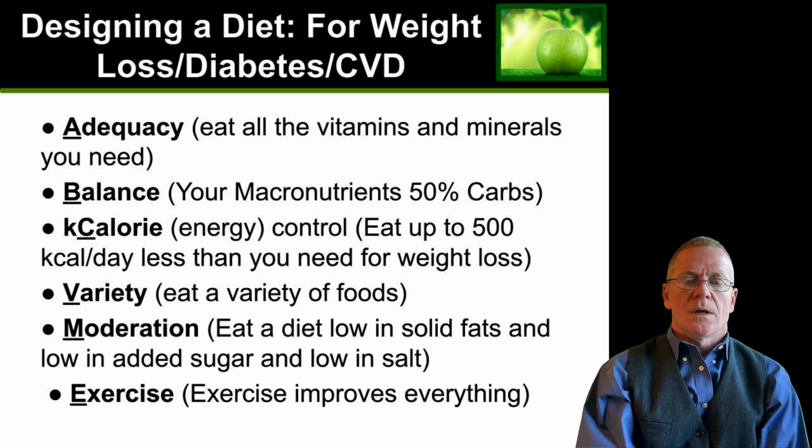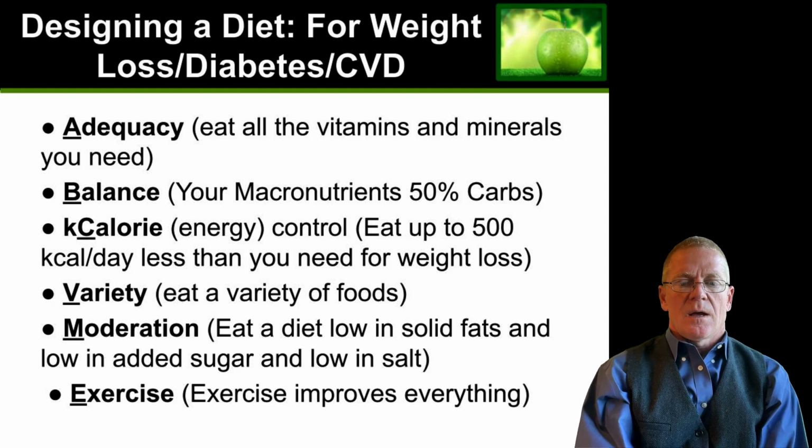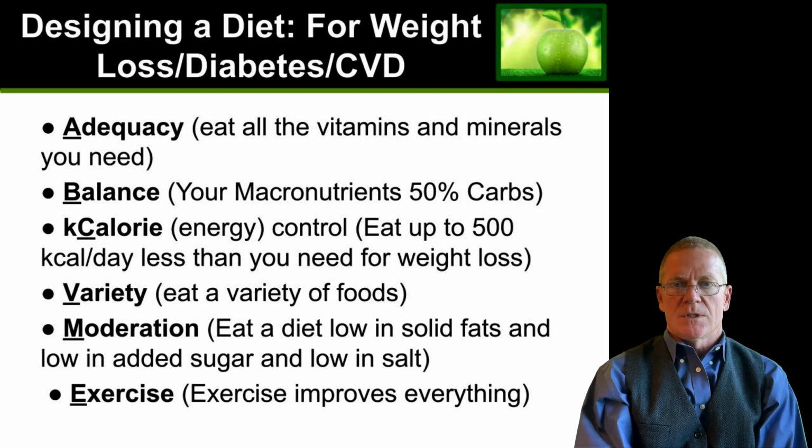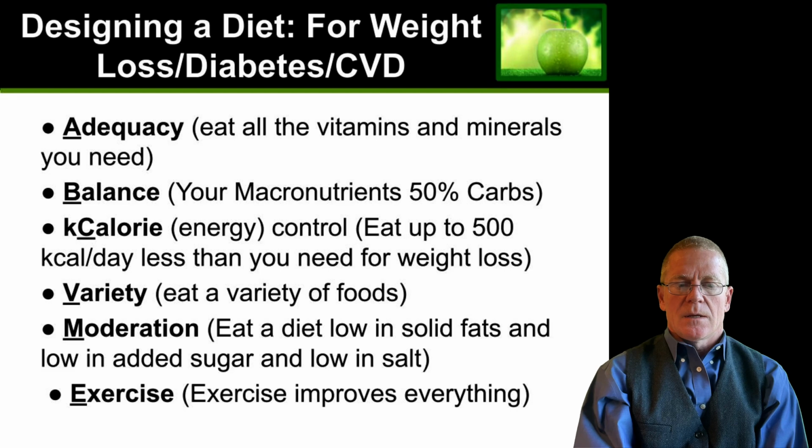have larger energy control. Variety is essential for all diets, but particularly essential for somebody that is suffering from type 2 diabetes or cardiovascular disease. Variety allows you to get all the vitamins and minerals. Eating a variety of fruits and vegetables and whole grains is really, really essential. Moderation is important. It is important to eat a diet that is low in solid fats, preferably under about 7% of solid fats or saturated fats.